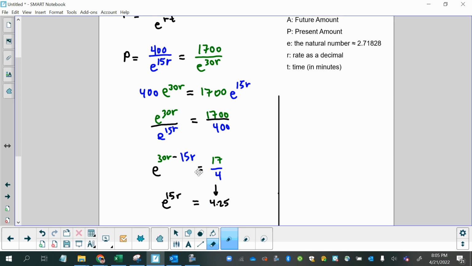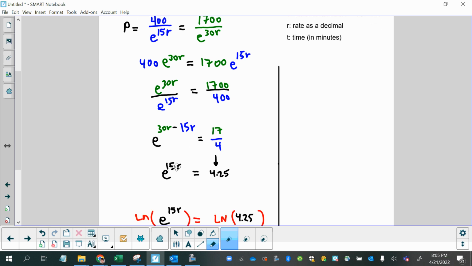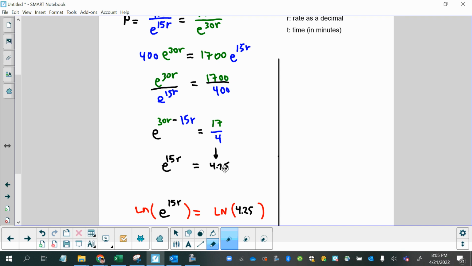Because we have the same base in our exponential expressions, we can subtract the exponents, and we end up with e to the 15r on the left. And the 1700 over 400 can simplify down to 17 divided by 4. And 17 divided by 4 is exactly 4.25. So I went ahead and wrote it as a decimal since that's easier to carry around, and I'm not having to round it, so I don't have to worry about round-off error.